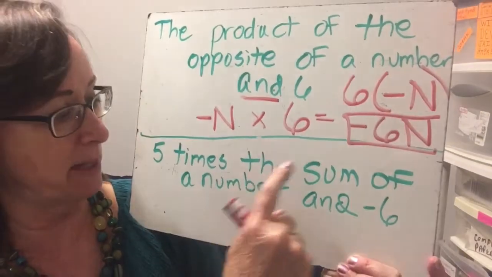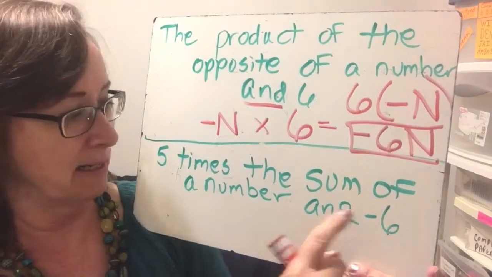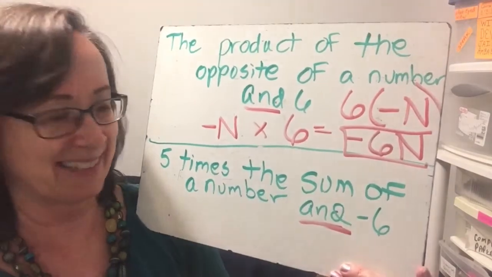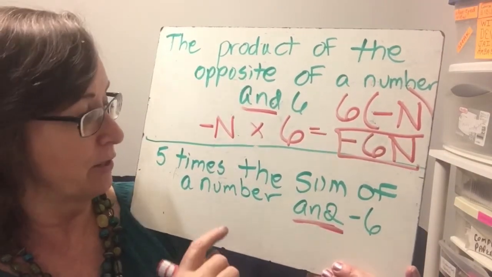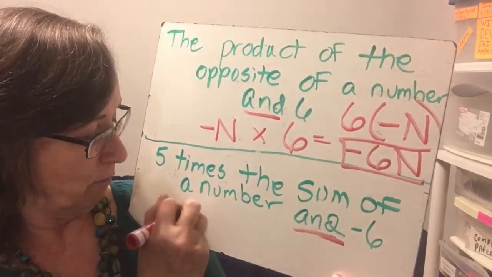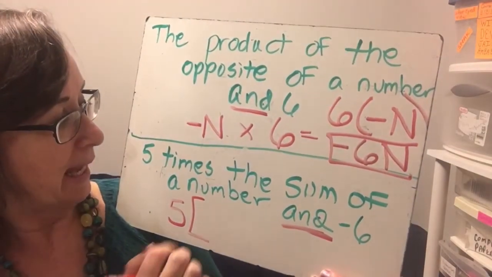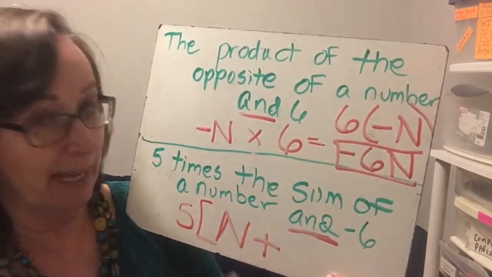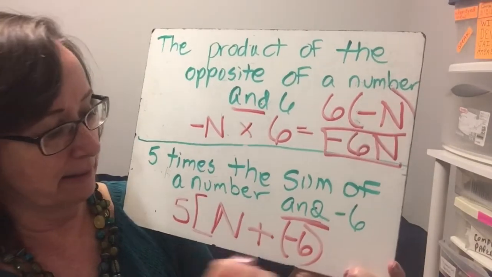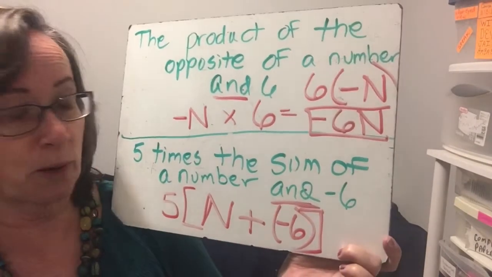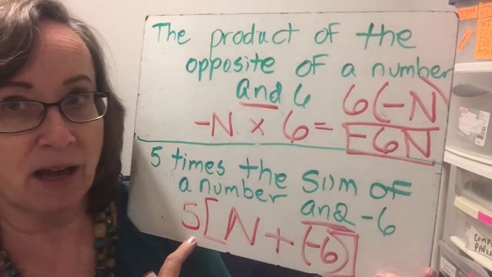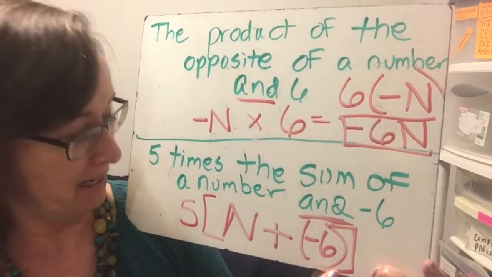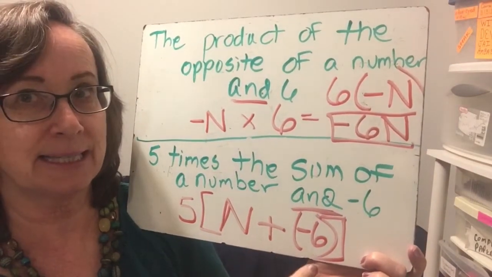Okay, so 5 times the sum of a number and -6. See where the and is? That's where the sum goes. The sum is plus. So we're going to have 5 times, we'll put our big bracket, and then the sum of a number and -6, and put another bracket. So 5 times n minus 6 would be even better, right? 5 times n minus 6.